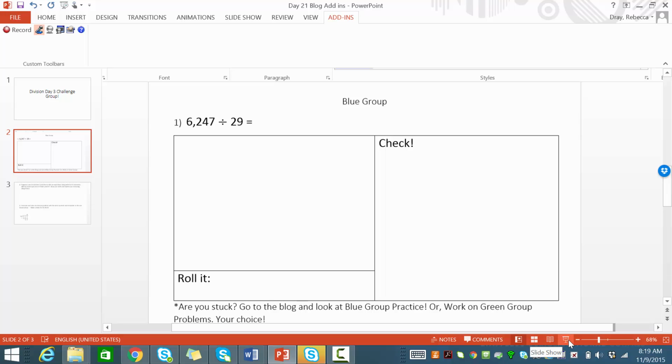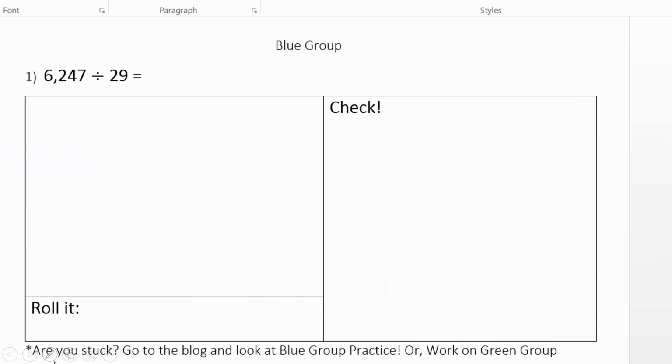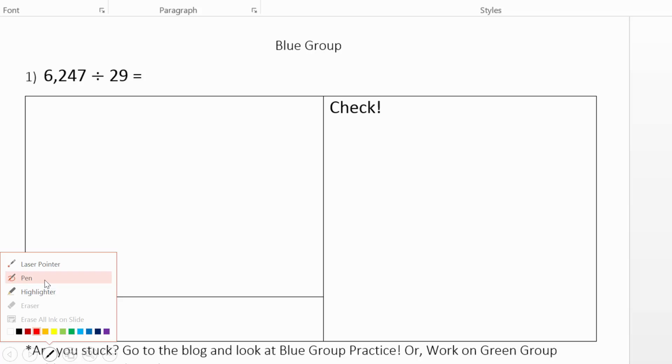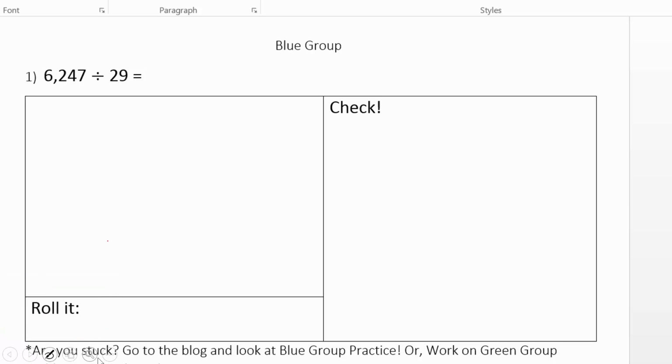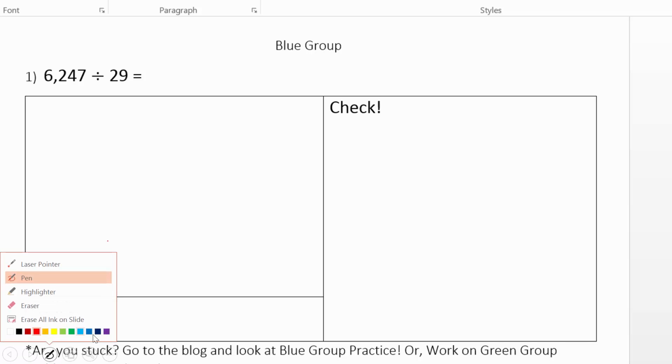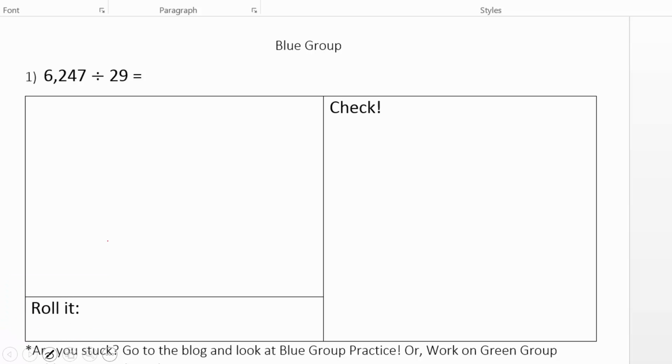Now, I'm really excited because we're actually going to work with a bigger whole today, and our whole is going to have 4 digits instead of just 3. So let's go ahead and get started. We're going to put our whole inside the house, 6,247. And we're going to divide that into 29 groups, split it into 29 groups.